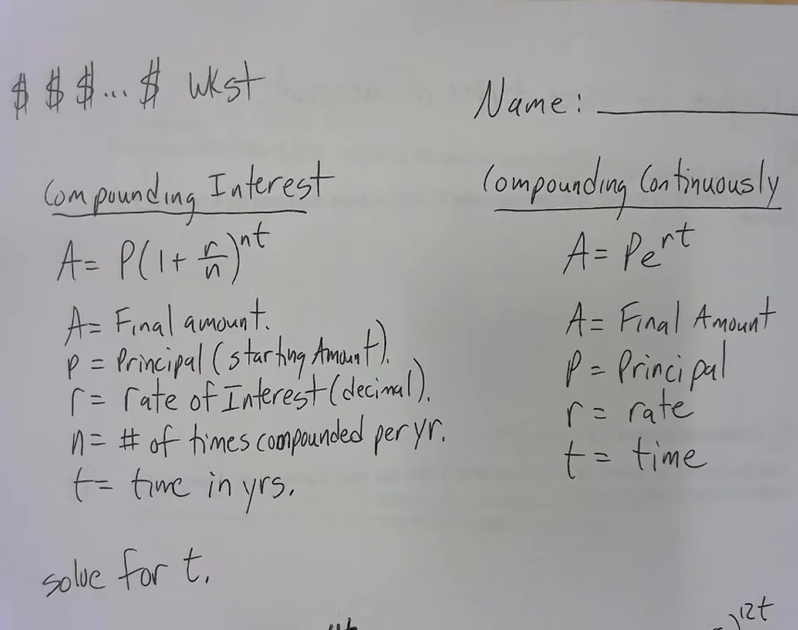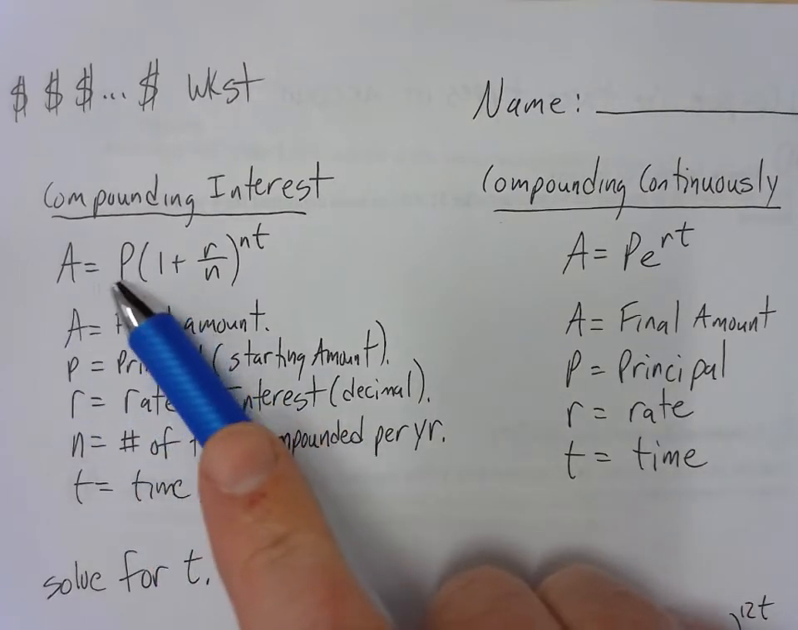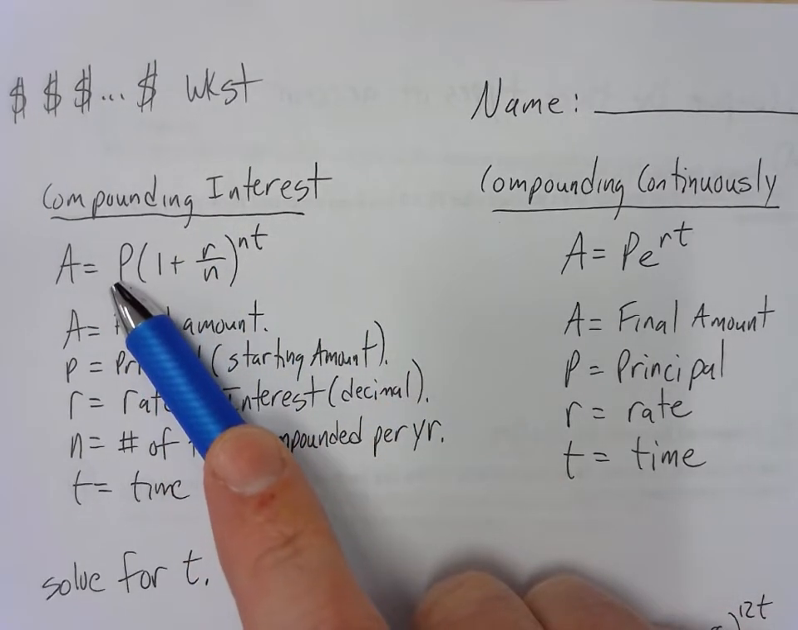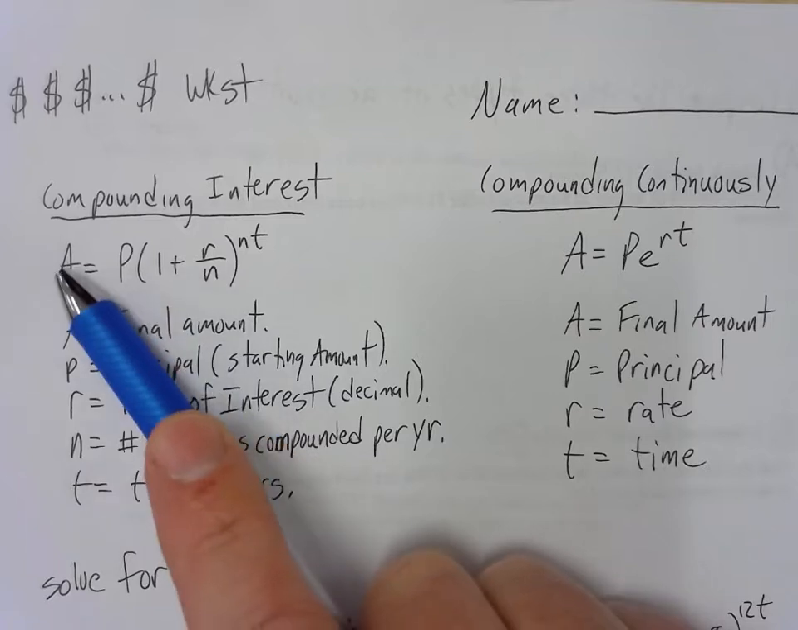This video will go over problems involving interest: compound interest, simple interest, and compounding interest continuously. The formulas in this video are the compound interest formula, where you start off with a certain amount of money, that's your principal, and you have a final amount of money, that's your stopping point.